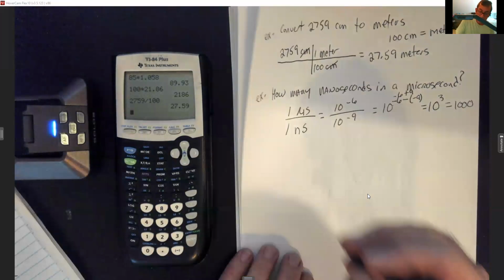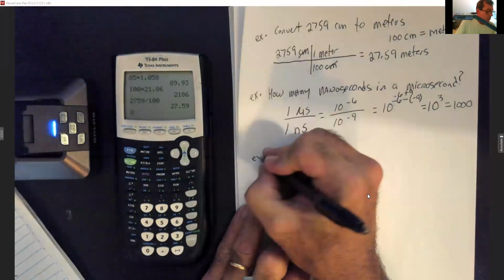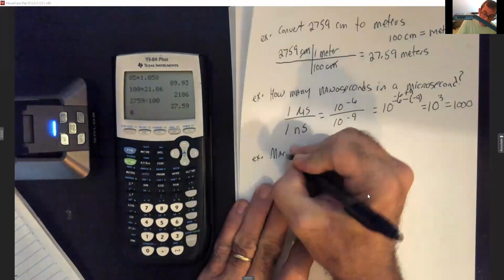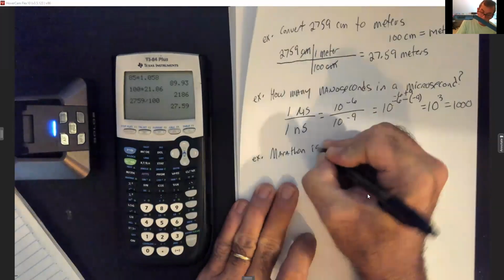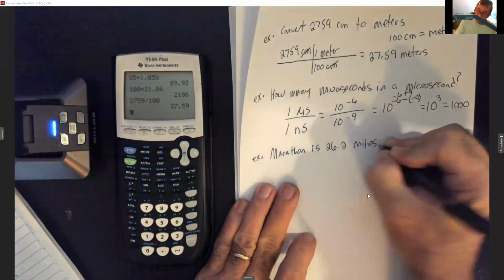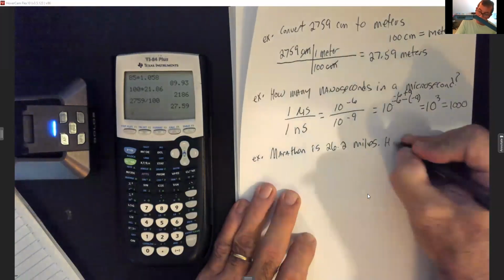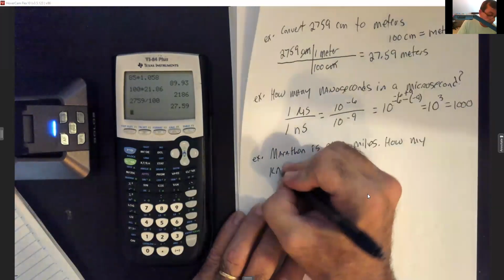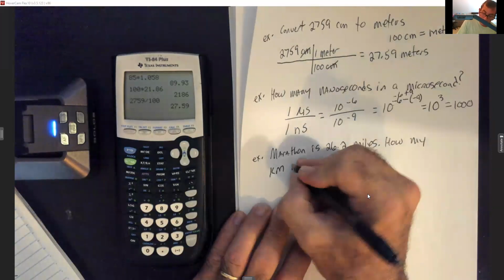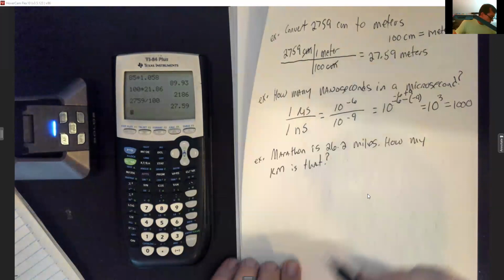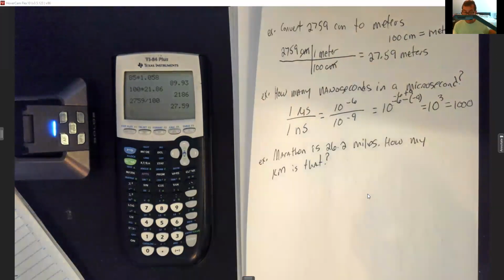All right, here's another example of our charts. There's a race, a marathon. A marathon is 26.2 miles. How many kilometers is that? So we've got to go from miles to kilometers.